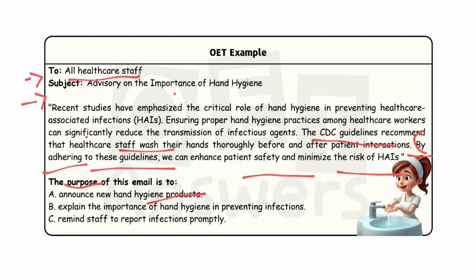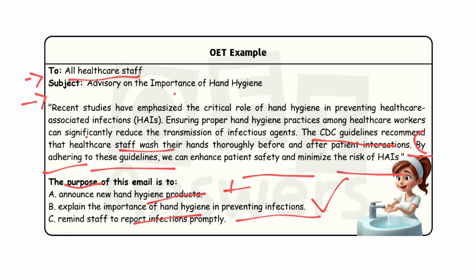They have spoken only about hand hygiene, but not about giving information regarding the hygiene products. So you can eliminate option A. Coming to option B, explain the importance of hand hygiene in preventing infection. Overall, the motive is explaining hand hygiene as well as preventing infection. And finally, seeing the last sentence, you can understand very clearly. So this is the exact answer, option B.